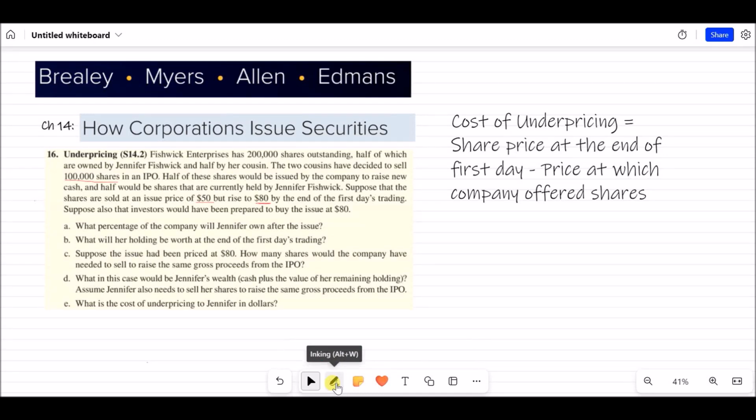So to calculate underpricing for 50,000 shares, we need to multiply this amount with 50,000. So the share price at the end of the first day will be 80, and the shares were offered at a price of 50. This will be underpricing of one share, and if we multiply it with the total number of shares which Jenny sold, then we can calculate the total underpricing.